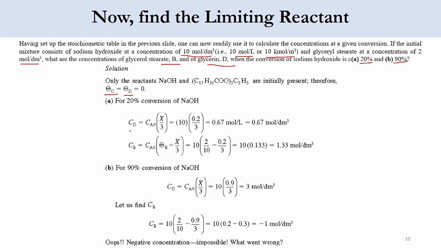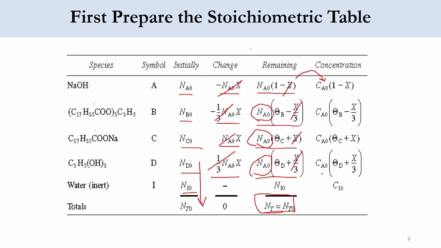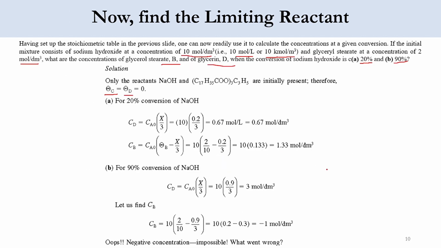So what we come up with, to take you back, is CD is equal to Ca naught (theta D plus x over 3). Now this theta D is 0. So what will it become? Ca naught x over 3. Now Ca naught is 10, x is 0.2, over 3, so that is 0.67 mole per liter, or mole per cubic decimeter.